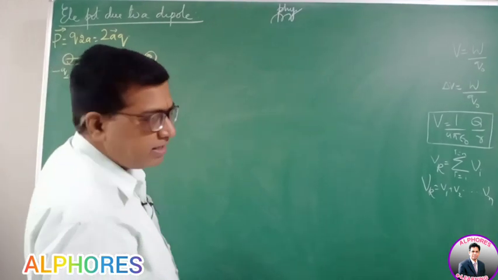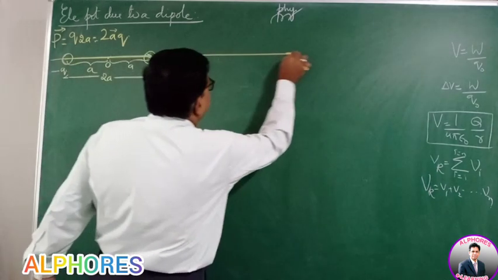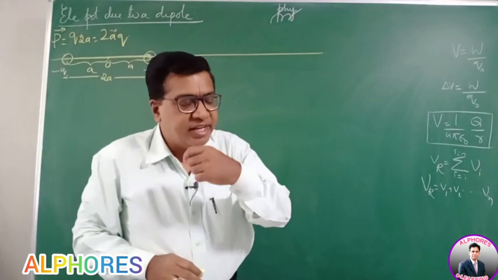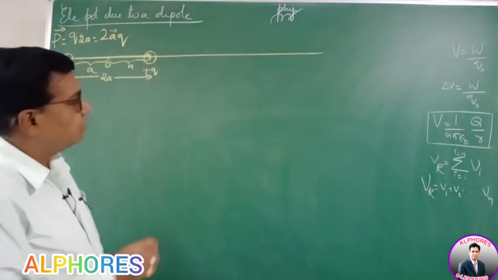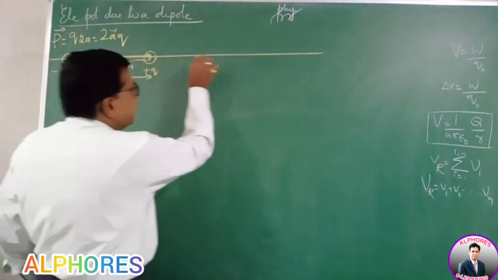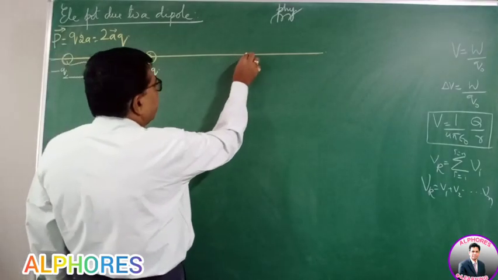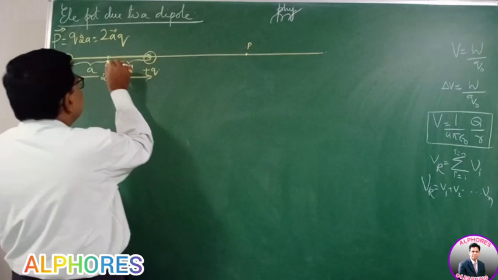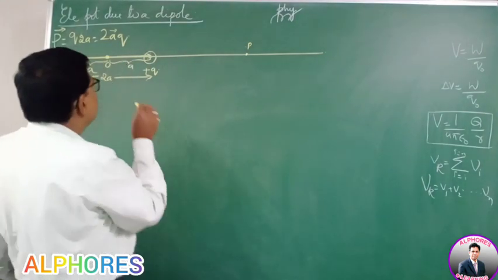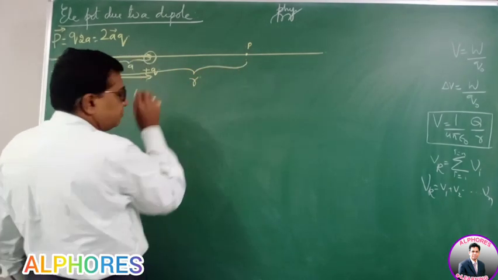First, let us find the electric potential of the dipole on the axial line. Now, this is the axial line. I was telling you, the axial line is the line joining the charges passing through its midpoint. Now on the axial line, consider a point P somewhere here at a distance r from the center. All distances must be measured from the center, okay? So from the center, let the distance be r.